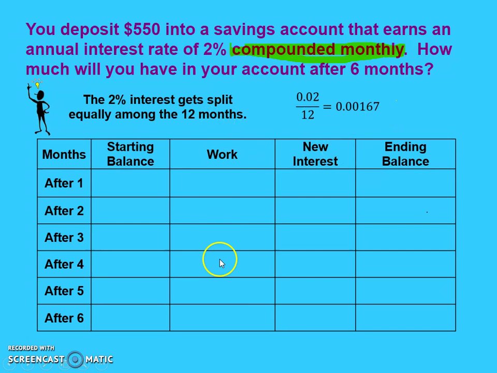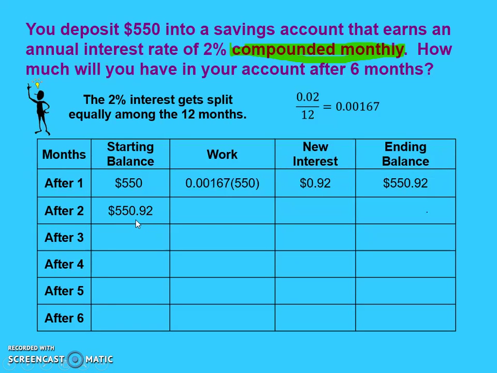Okay, so now when I set up my table, it's going to look the same as our last one. The only difference is now I'm keeping track of months over here instead of years. So I deposited $550 into this account, so that's my starting balance. And at the end of that first month, I get to take this percent of interest. So I'm going to multiply 0.00167 times that 550, and that's going to give me about 92 cents in interest. So now my ending balance, I still have the 550 plus the 92 cents, so now I'm up to $550.92.